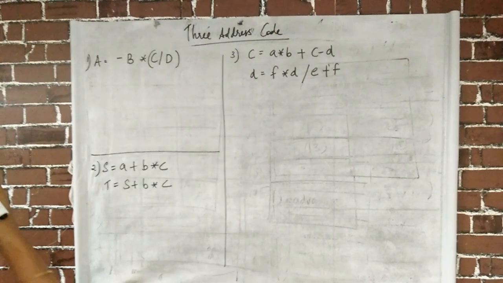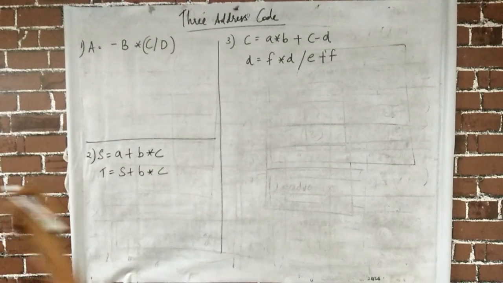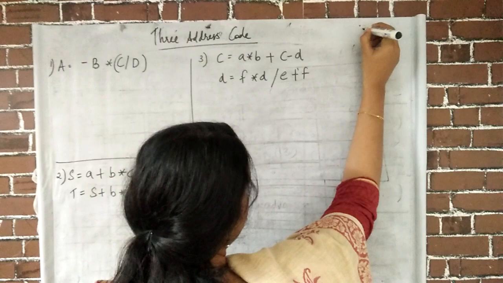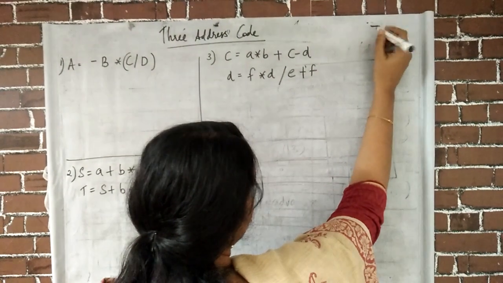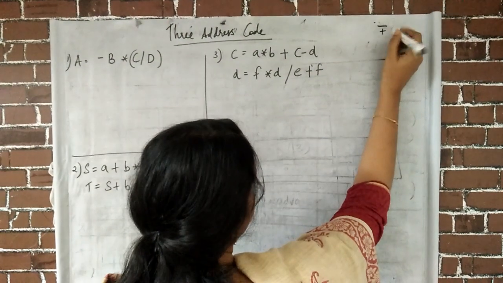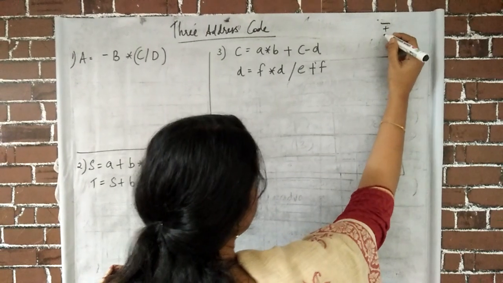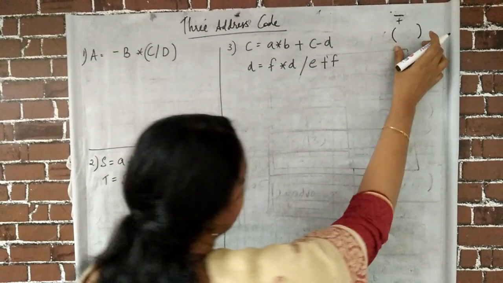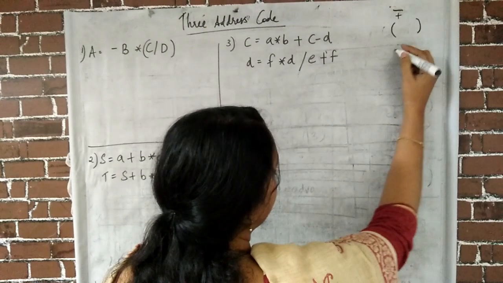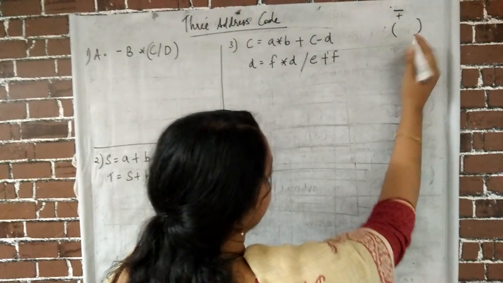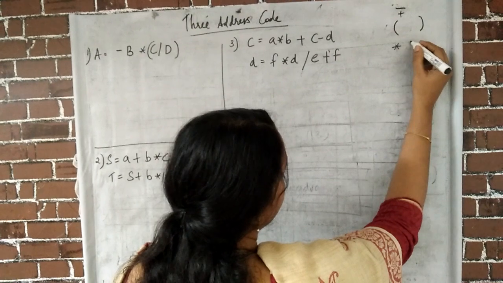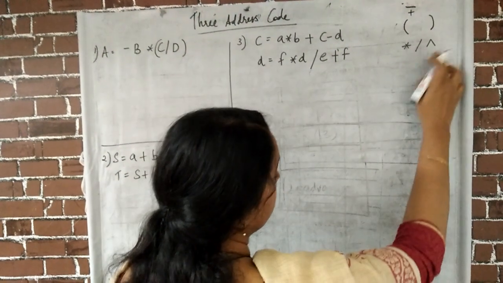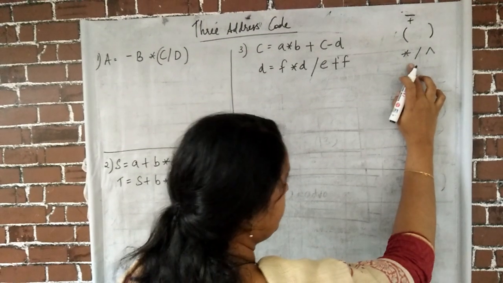You know that whenever we are writing the three address code, you need to take care of the precedence. Precedence means the unary operators like unary minus and unary plus have higher precedence. Again, if the expression is given in brackets, you have to first evaluate that expression. Next in precedence come star, division and exponential operations. These three have the same precedence.